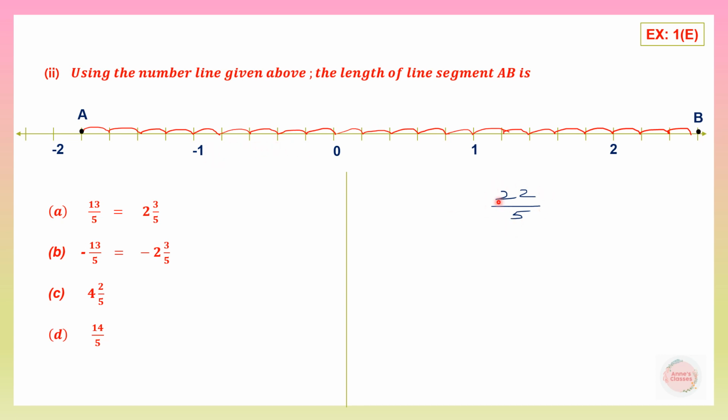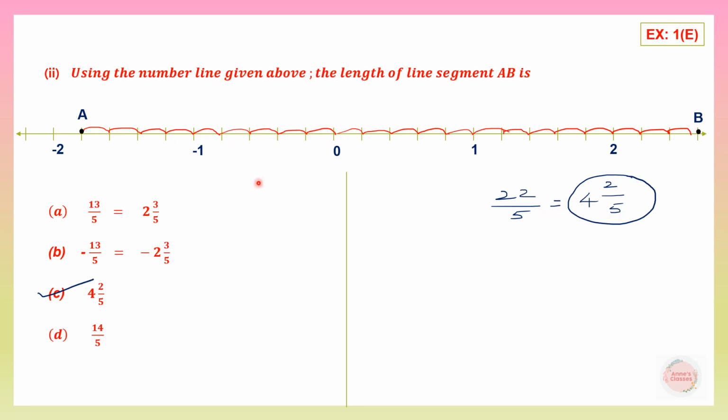So we've got 22 by 5. This we convert to a mixed number. 5 fours are 20. Then the 21, 22, there's 2 left, and 4 2 by 5. So this is our answer, and that is option C. Now that is one way of doing where you count like this and write your answer like this.